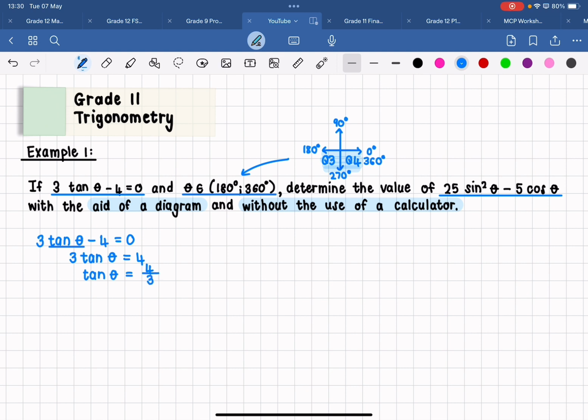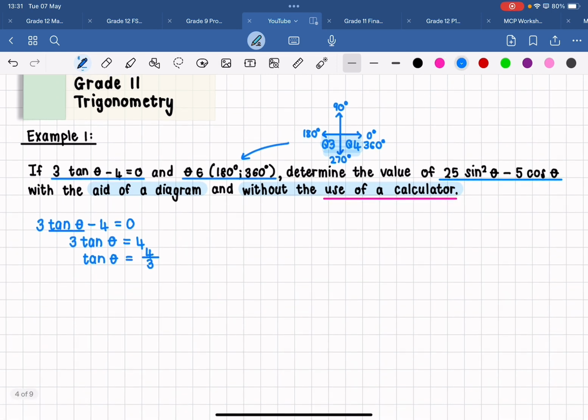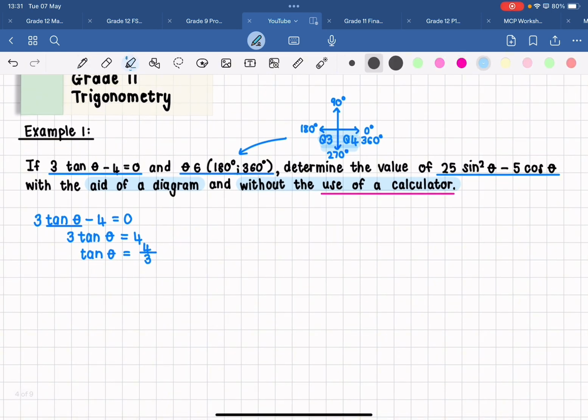Now, please note that I am not going to go as far as solving for theta, doing shift tan of 4 over 3 and getting an angle, because the only way in which I could do that is if I use a calculator. And they have stated very clearly that we are not allowed to use a calculator. So we are not allowed to calculate this angle. Instead, we are going to use this expression that we have found now, this expression for tan, to draw a diagram, which is what they said we must do.